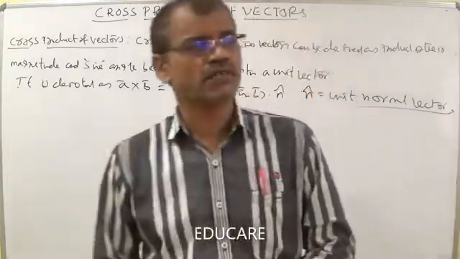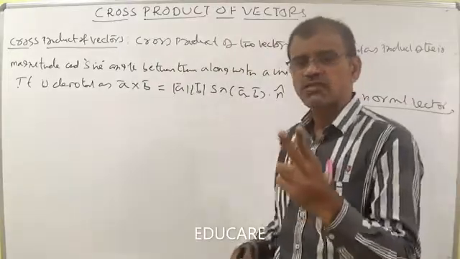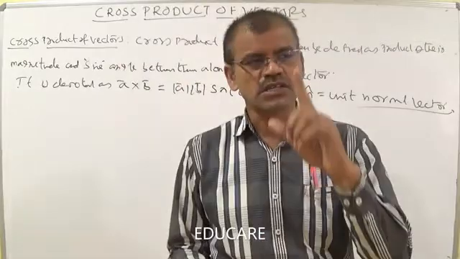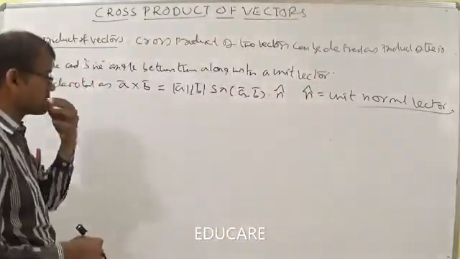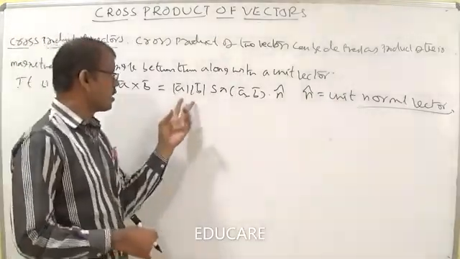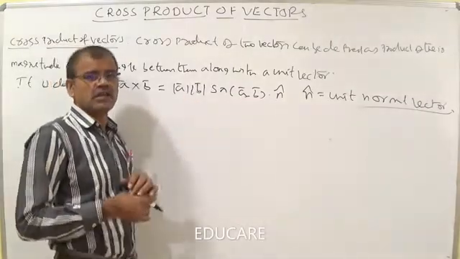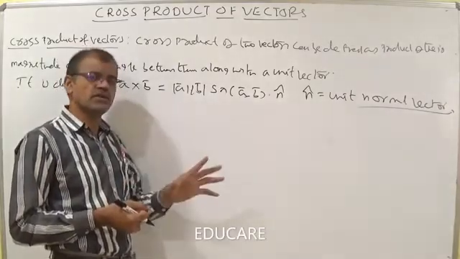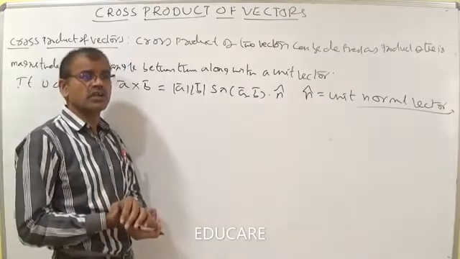Such a product is called a vector product or cross product. If you multiply two vectors and the answer is a scalar, it is called a scalar product. The difference is that the vector product must be a vector. For example, mod A into mod B is a scalar, and sin theta always lies between -1 and 1, so the answer is a scalar. What is the vector? A vector should be there.